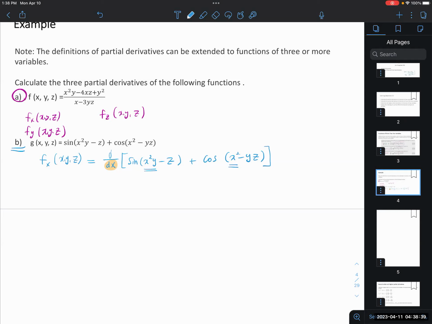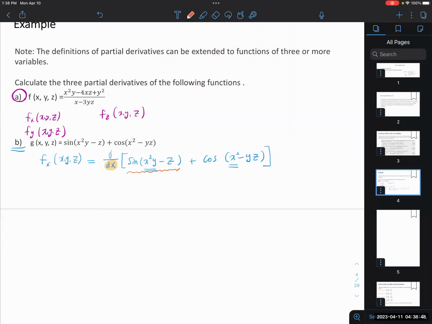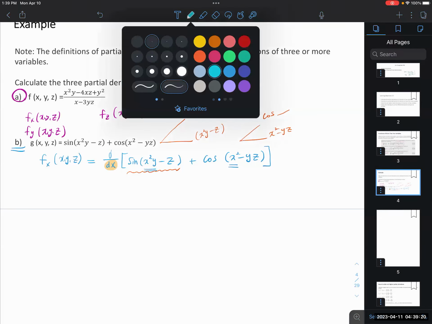Step one, we need to take a look at this. When you look at the sine x squared y minus z, you see the two structures going on. One is a sine function, and another one, x squared y minus z, has been substituted in there. So I already see that you have to apply the chain rule. Don't you feel it? Same thing, cosine. One function is a cosine function itself, and then x squared minus yz has been substituted there. So definitely each term, you're gonna apply the chain rule. So far, so good. So let's take the chain rule step by step.